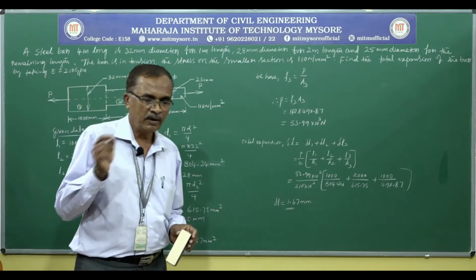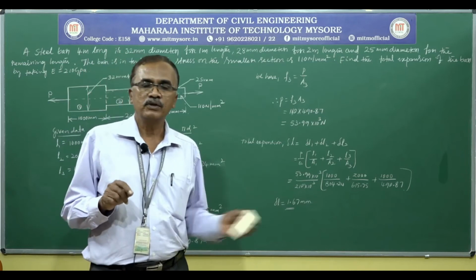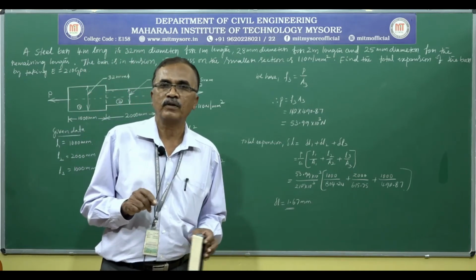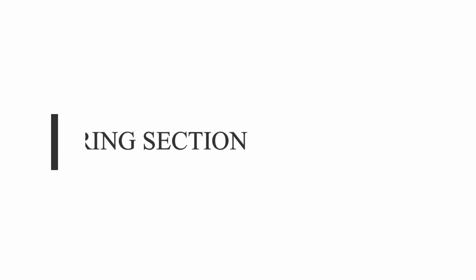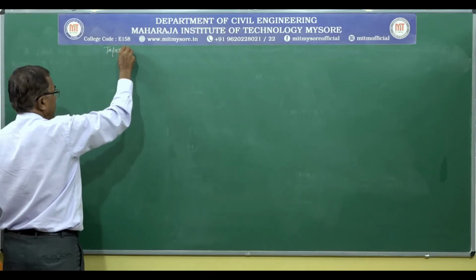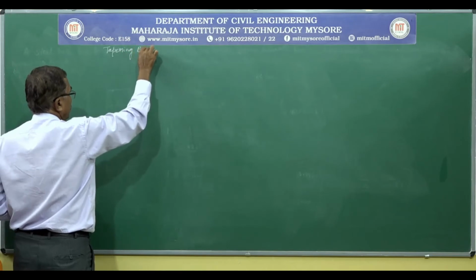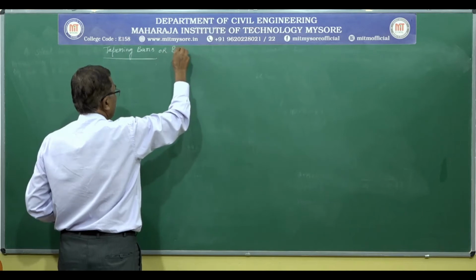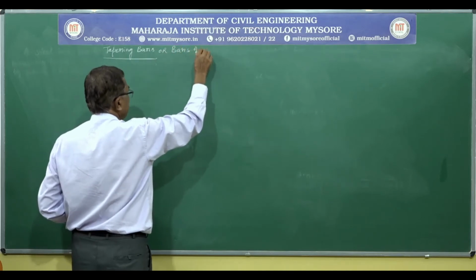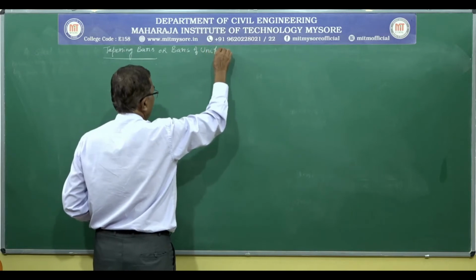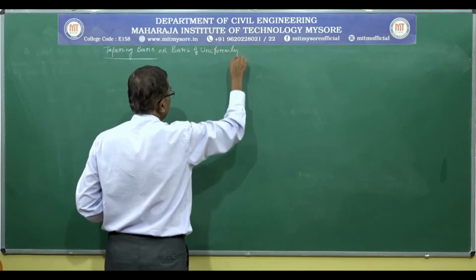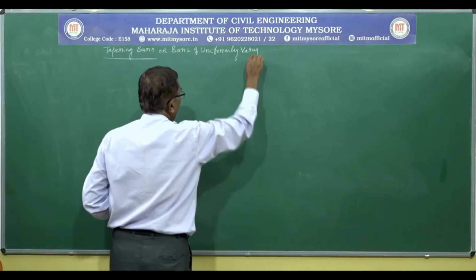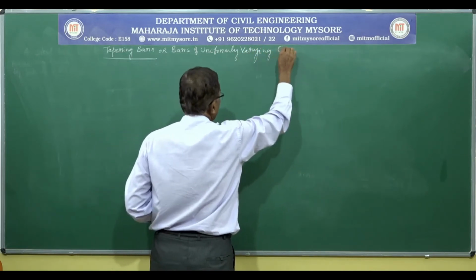So far we have come across a bar of uniform cross section. We also came across a bar of varying cross section. The next section which we come across is a bar of uniformly varying cross section or a tapering section. Tapering bars or bars of uniformly varying cross section.